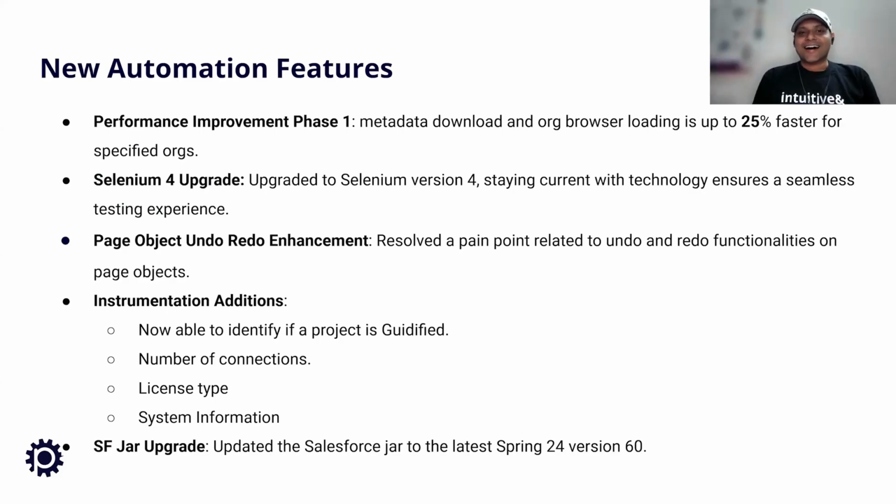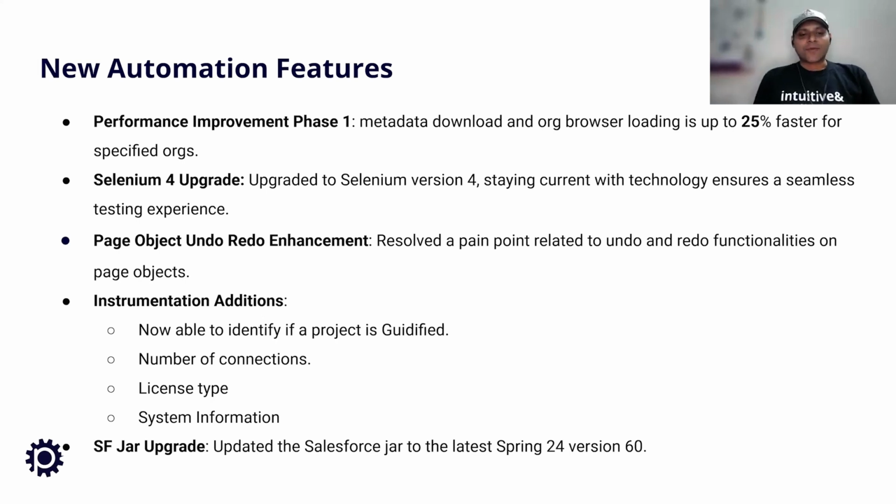Cool. So we've listened to the customer feedback, and first and foremost, there are performance improvements. Phase one, so metadata download and org browser loading is up to 25% faster for specified orgs. The results could be better in your org. We've upgraded to Selenium 4 so that we stay current with the latest technology and are at the cutting edge of innovation. We've done undo and redo enhancements to Page Objects. This is to resolve a pain point around undoing or redoing actions in Page Objects.